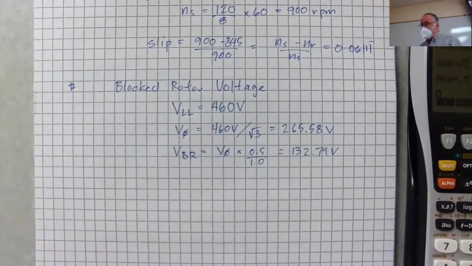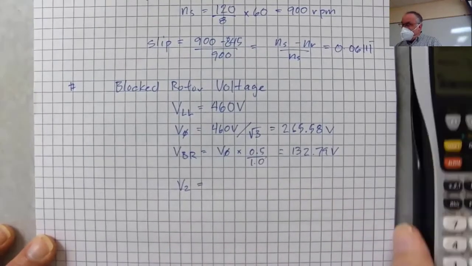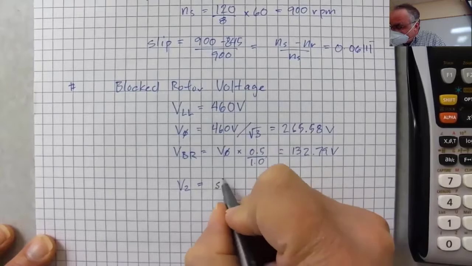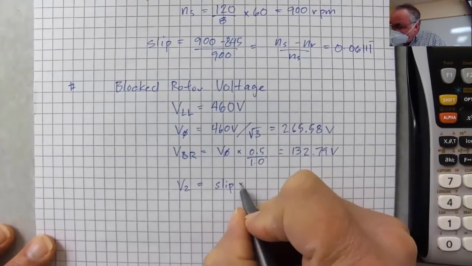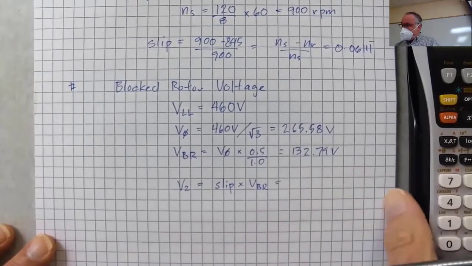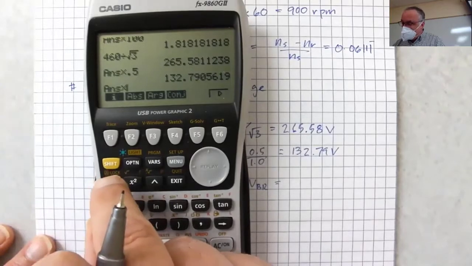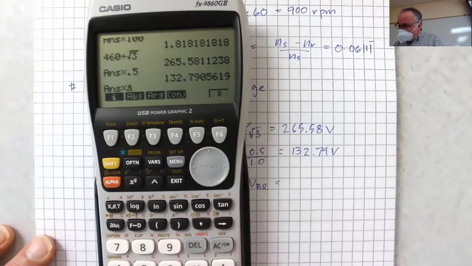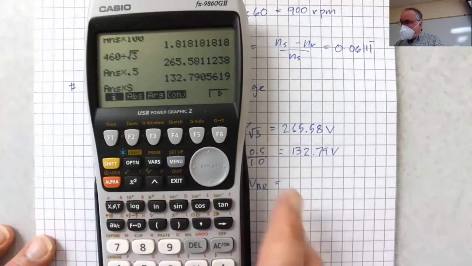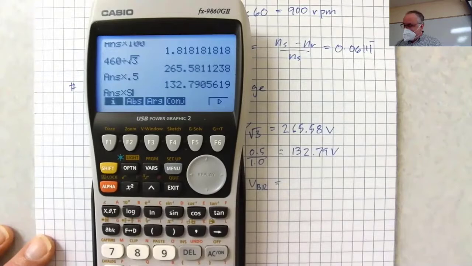Okay, am I done? No. So V2, the voltage on the rotor, is going to be slip times V block rotor. So times, and I stored it as S, so that's great. So S is right there. Turn on the light so you can see what I'm doing. And there you go.